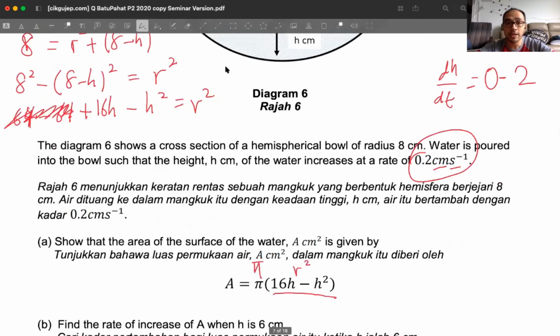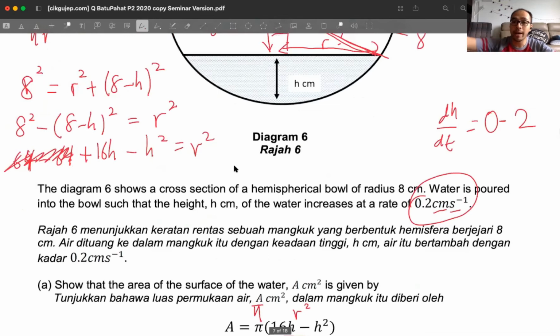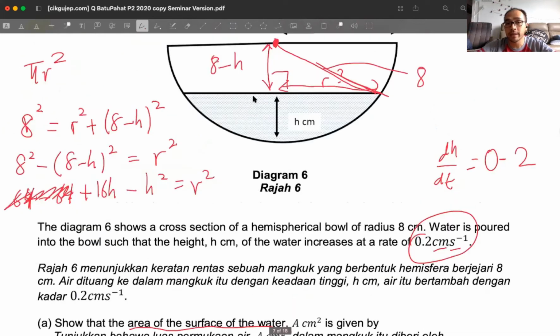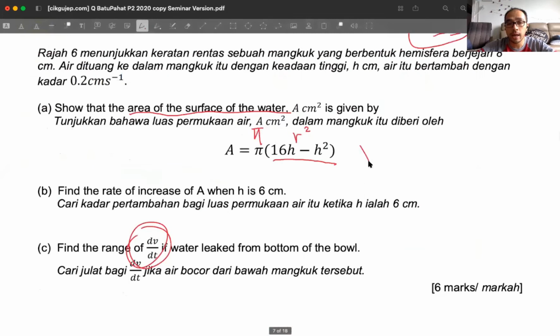Since the surface of the water at this level is pi r squared, the area of a circle. If this is the bowl, I want this area, not this area. This is a very confusing thing, but this will count the area of the surface of the water. So pi r squared. So I've proven this because I've proven that r squared equals 16h minus h squared using Pythagoras theorem. And so therefore, done.